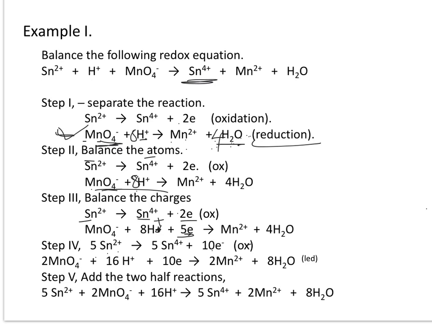Then for reduction, you multiply everything by 2, just like we did in oxidation. So you have 2MnO4⁻ plus 2 times 8 is 16, 16H⁺, plus 2 times 5 is 10, 10 electrons to give you 2Mn²⁺ plus 8H2O. And this is for reduction. So combining the two half reactions, you have 5Sn²⁺ plus 2MnO4⁻ plus 16H⁺ to give you 5Sn⁴⁺ plus 2Mn²⁺ plus 8H2O. And this is the balanced redox equation.